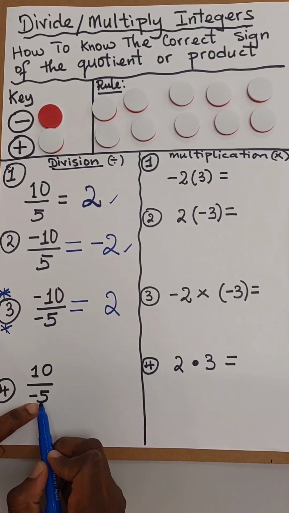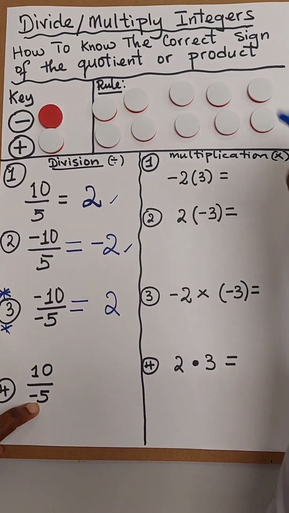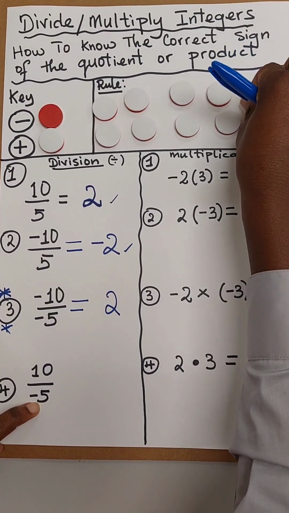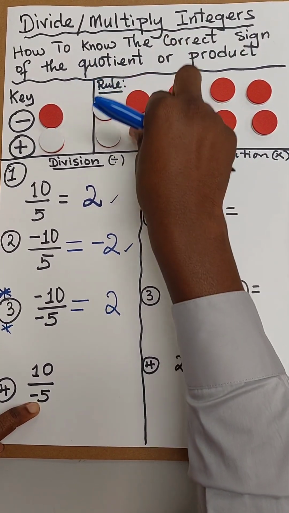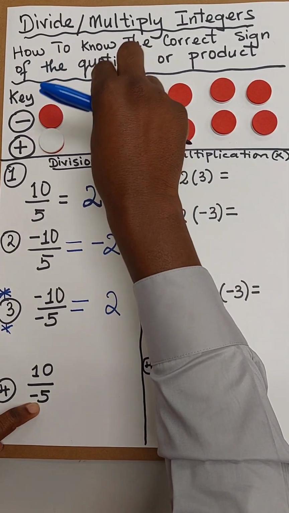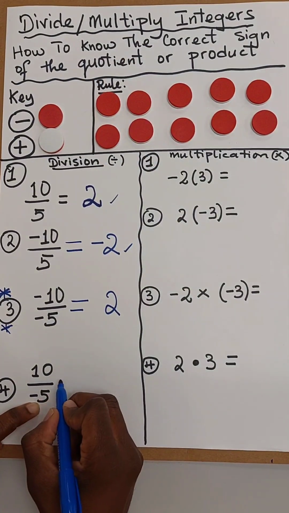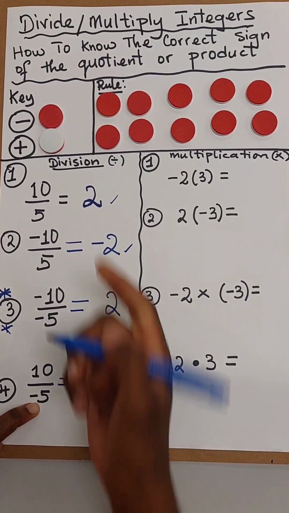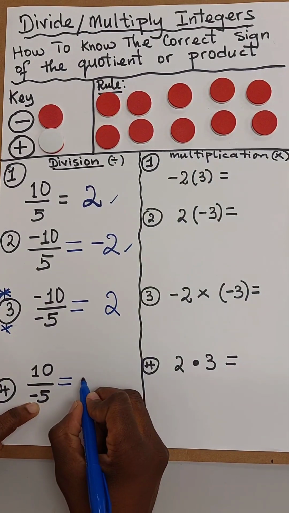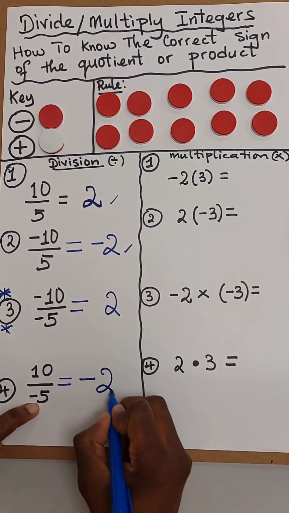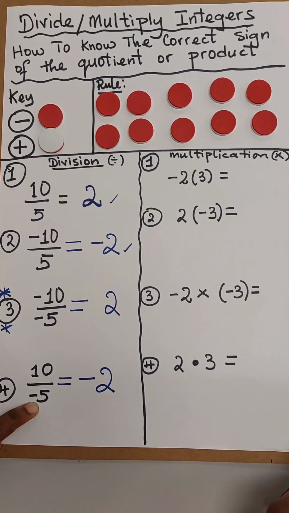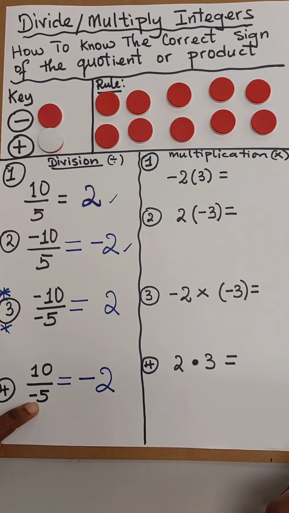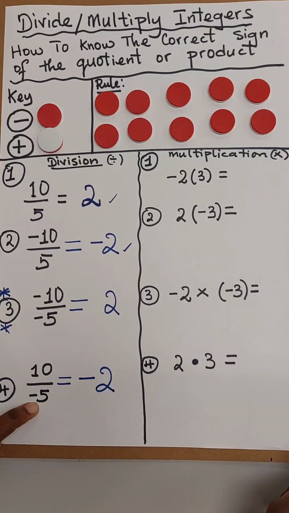But this negative 5 at the denominator will reverse the chips so they can divide. It flips the chips. When the chips are flipped, these are now negative chips. So negative 2. All right, so you can build a concept on that.